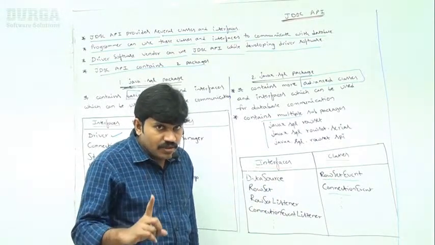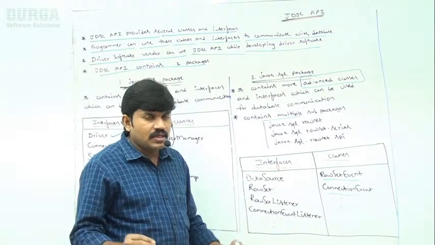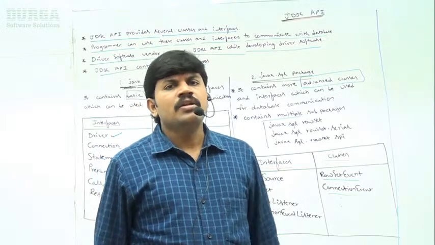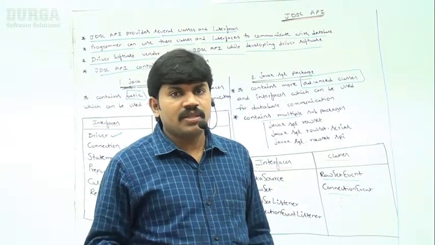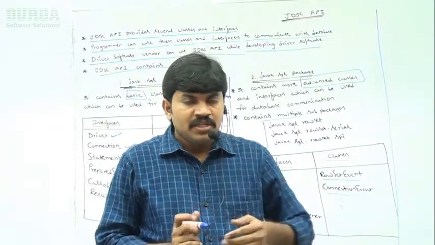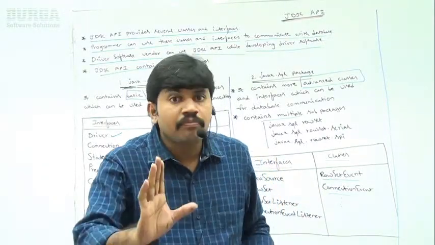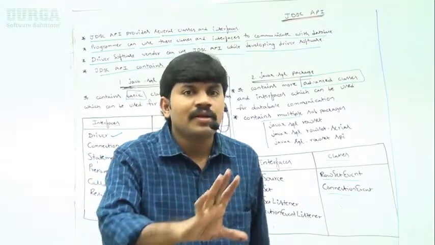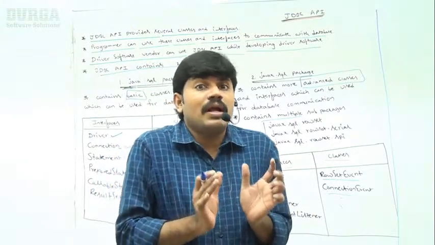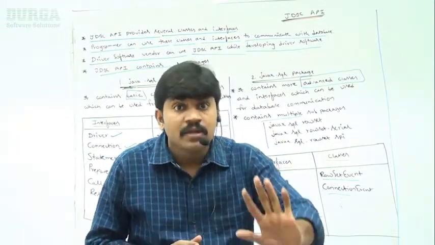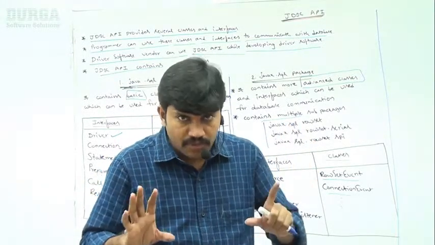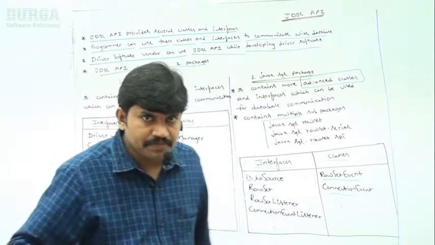Clear? Any doubt about this terminology? If any person asks, can you please explain the JDBC API? Simple. The JDBC API contains two packages. What is the first one? The java.sql package and the javax.sql package. The java.sql package contains basic classes and interfaces for database communication. The javax.sql package contains more advanced classes and interfaces for database communication. That's all. At a very top level, you have to remember up to this. Clear for all of you, right?